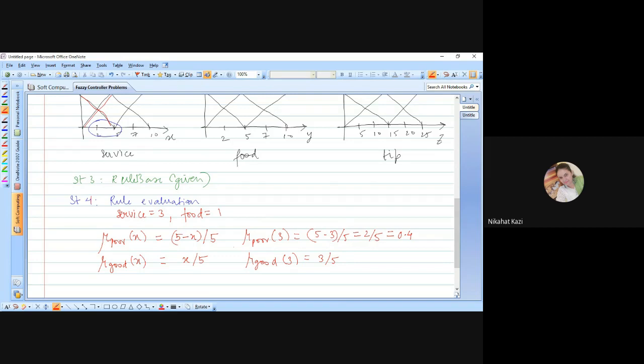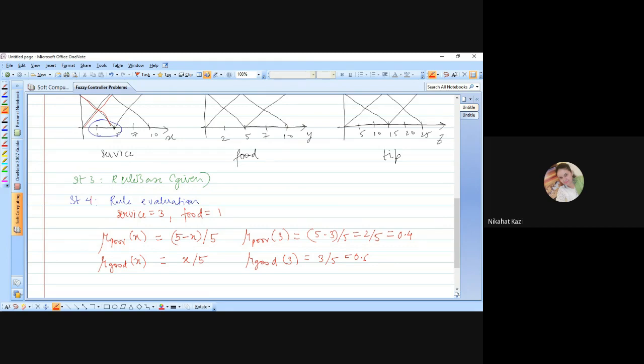Yes? And what about this? This is 0.6, right? Is this clear? Yes. Okay. Now that we have this, now we will look at food.